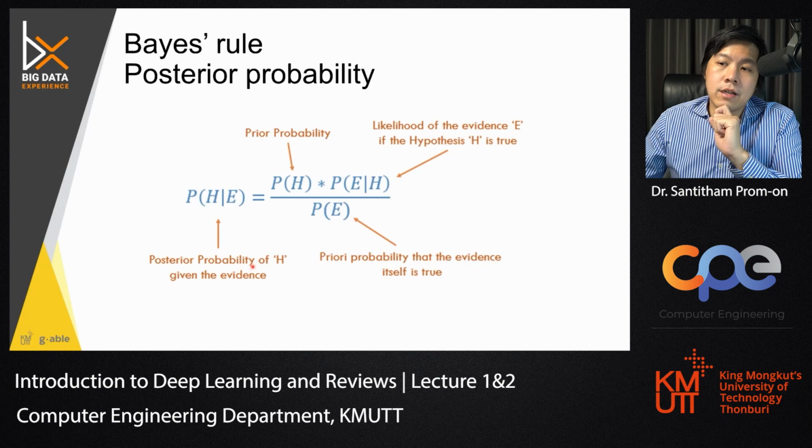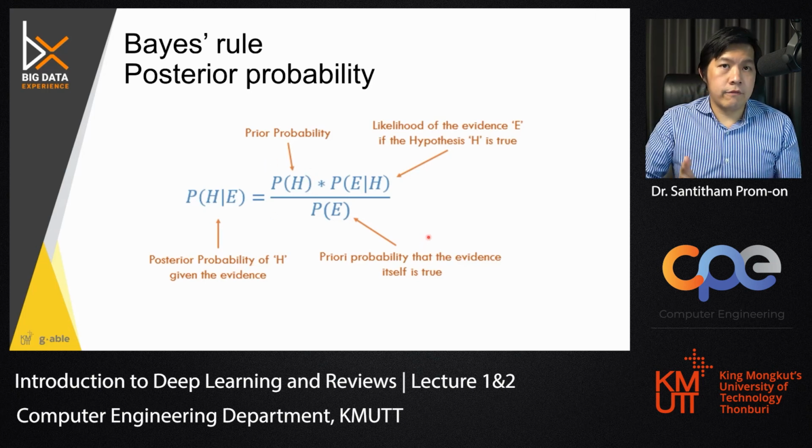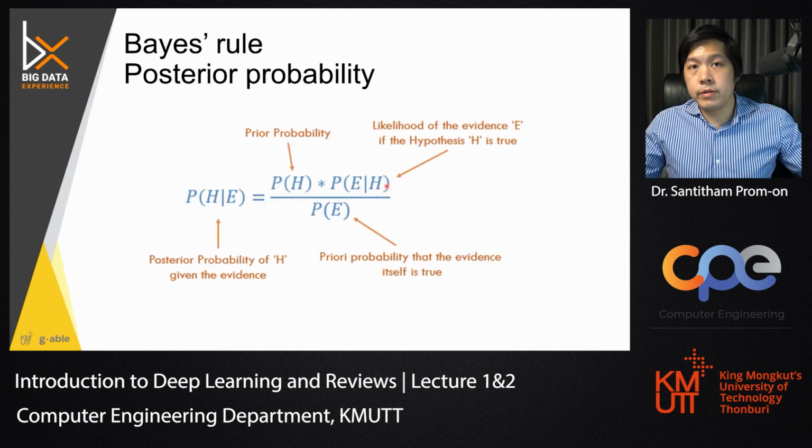Right? And this is called the posterior probability. Posterior probability is the probability of the event after you observe the evidence. And this comes from the conditional probability equation.